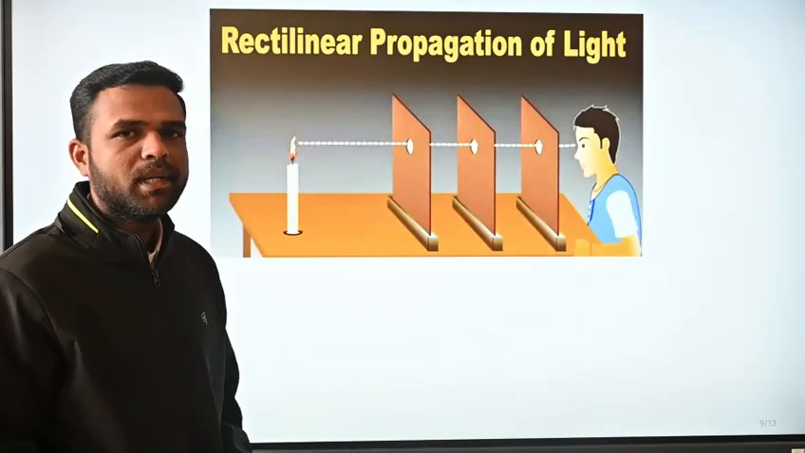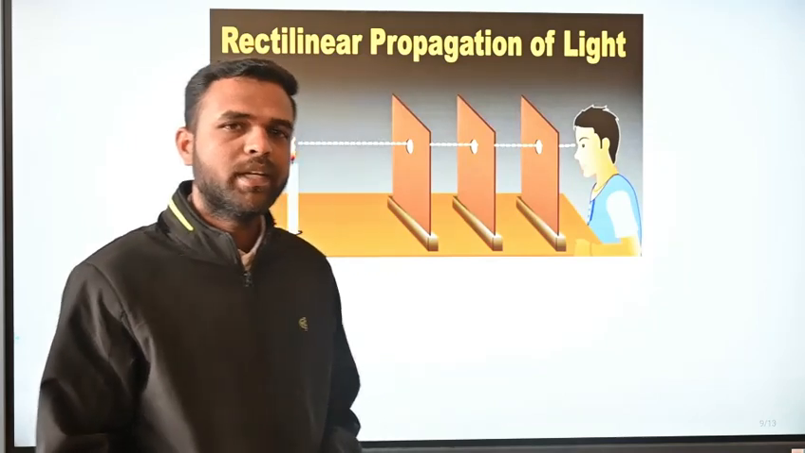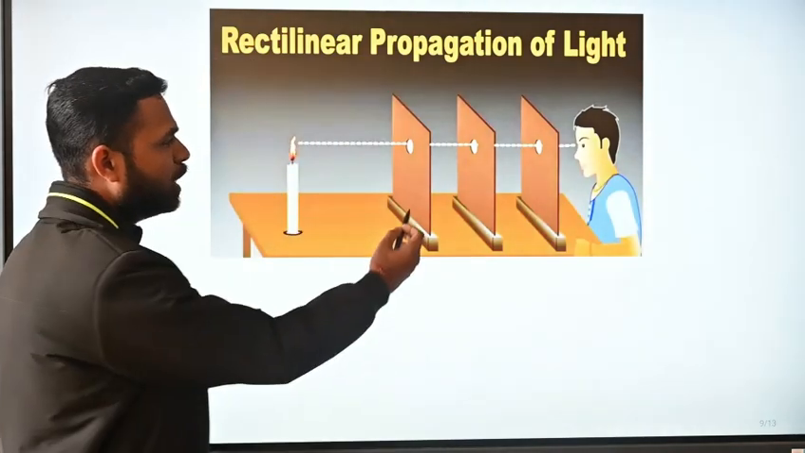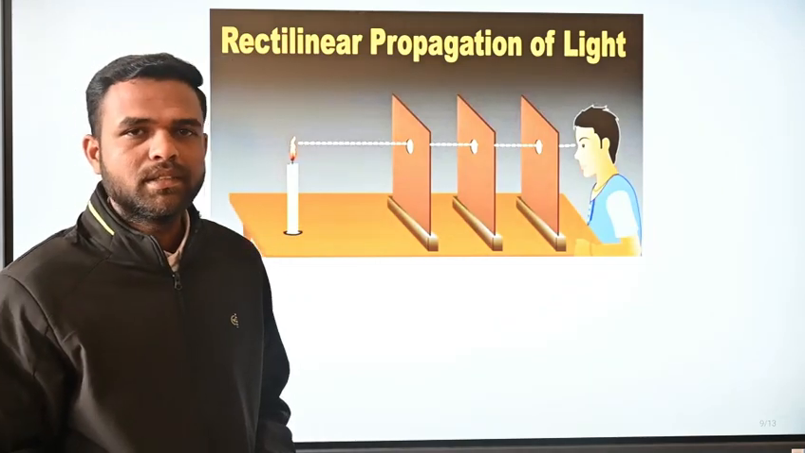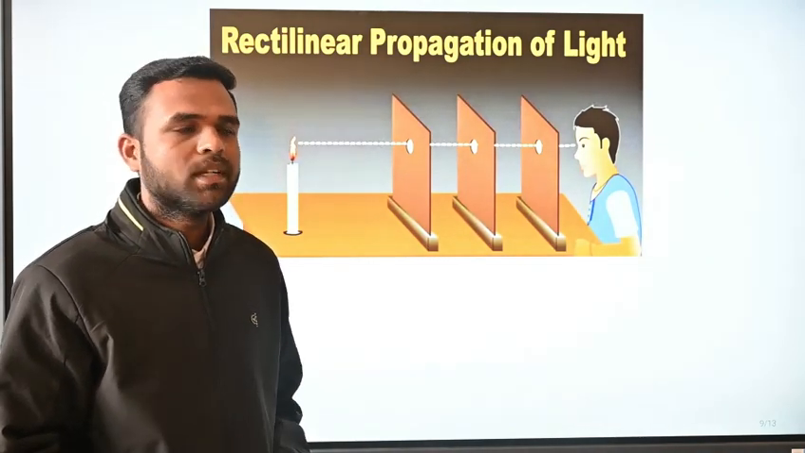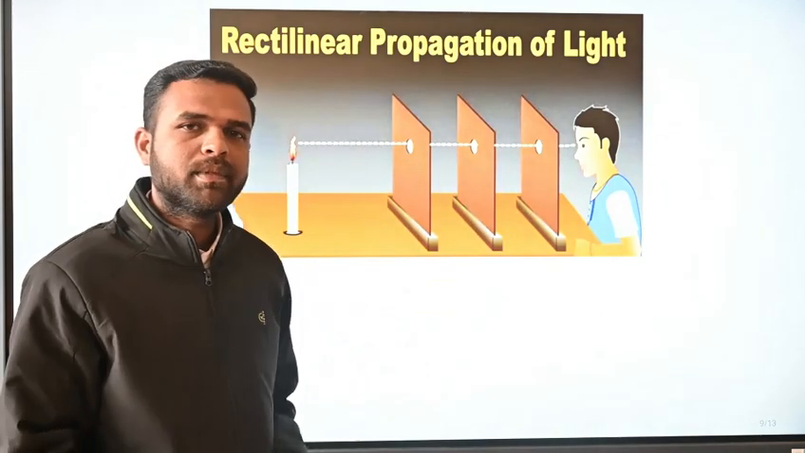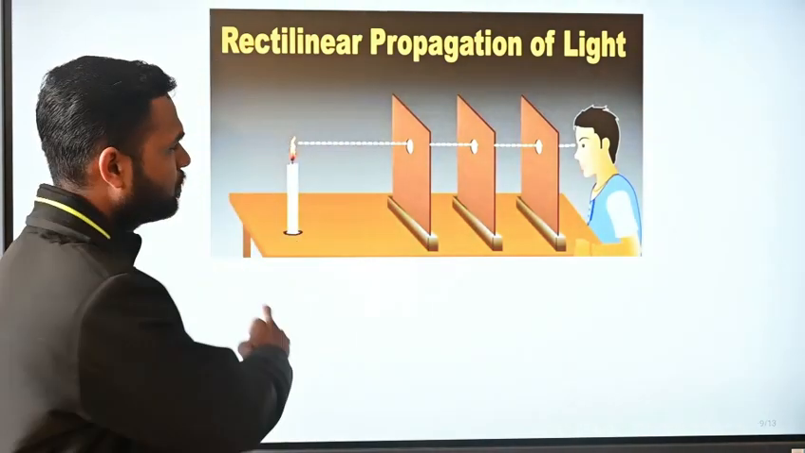Light always travels in a straight line. For that, we have an activity. Three cardboards are placed parallel, and a candle is placed beyond the cardboards. Now we make a hole on the same straight line path, so we can see the candle flame.